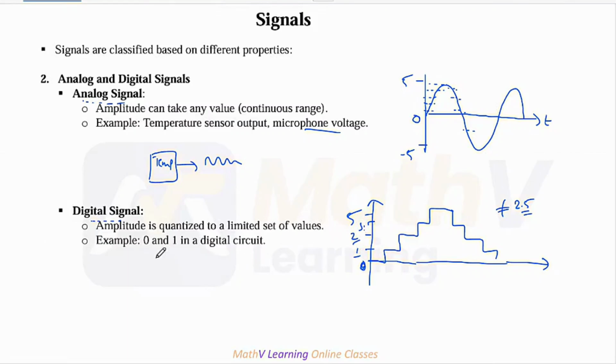So one example is the zeros and 1, the digital value of a digital circuit. Okay, binary value, 0 and 1. It forms the digital signal. So this is the second category.